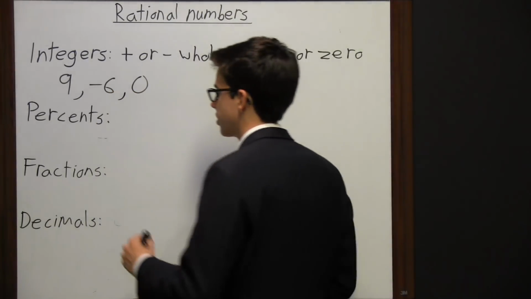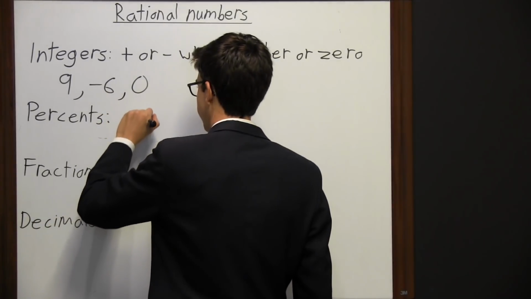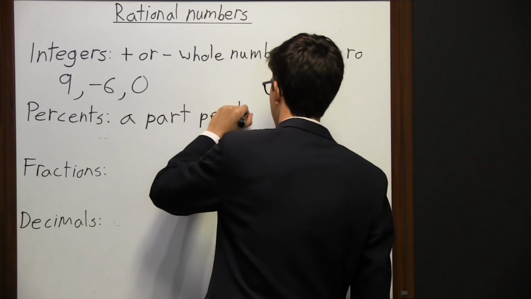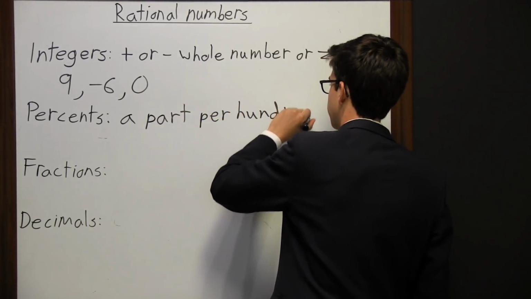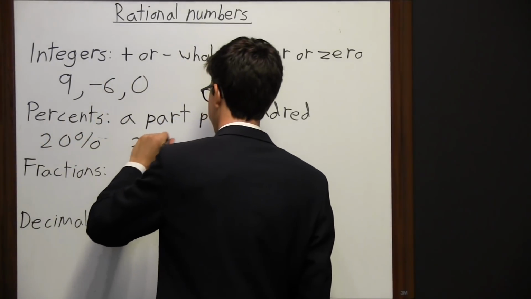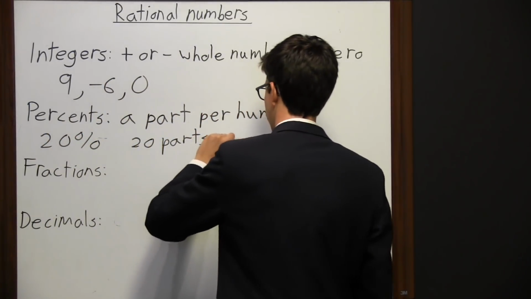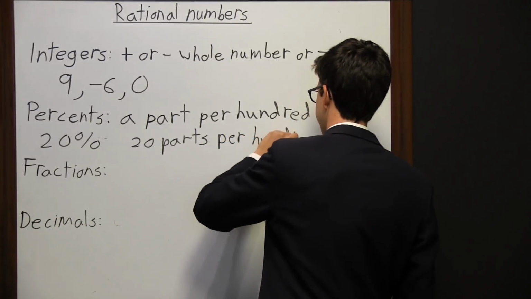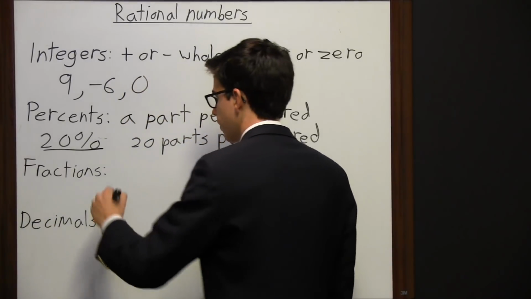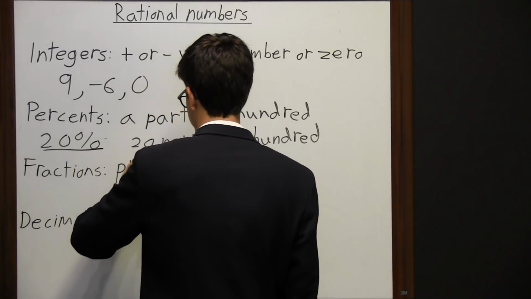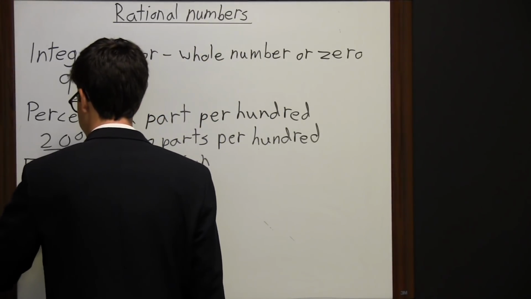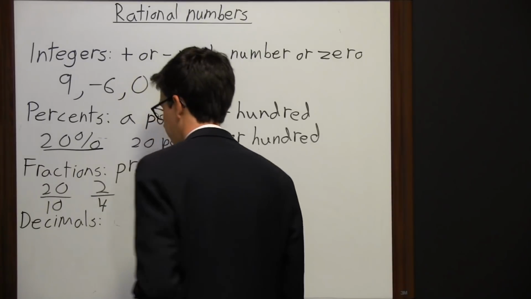And so now we move on to percents, which is kind of a more complicated way to say a percent is a part per 100. So an example of a percent is 20%, which we could also write as 20 parts per 100. But the important thing here is just you know what a percent is, like 20%. Then fractions, which is a proportion. So an example would be 20 divided by 10 or 2 divided by 4.